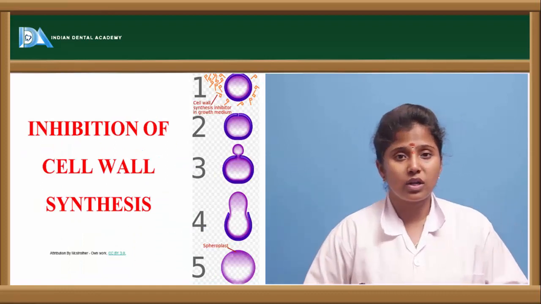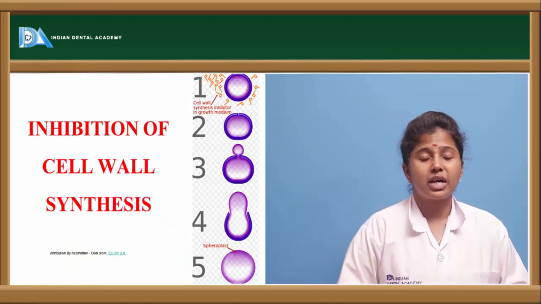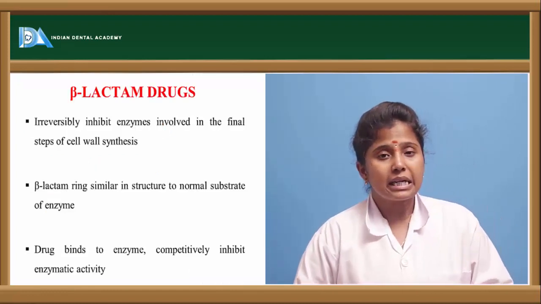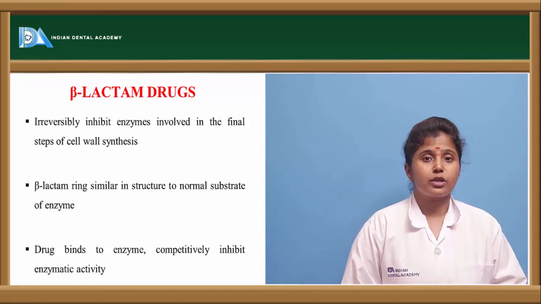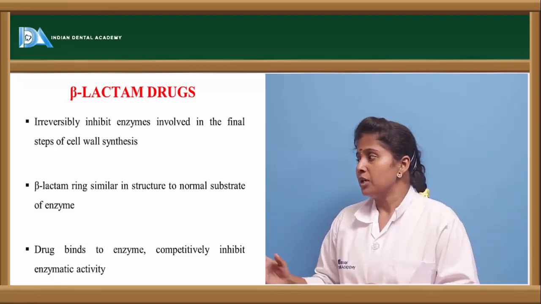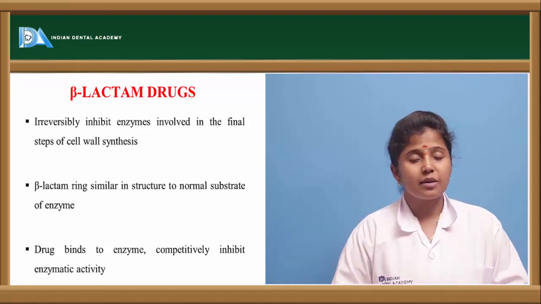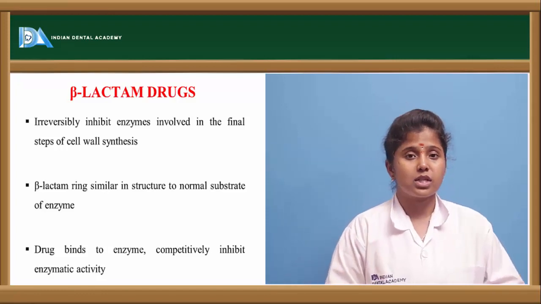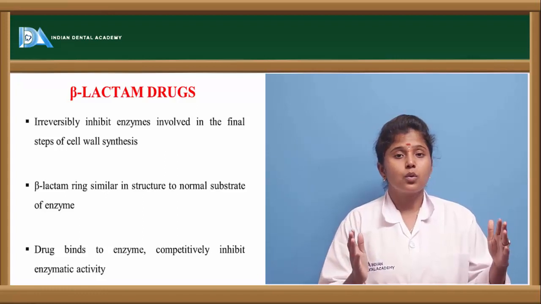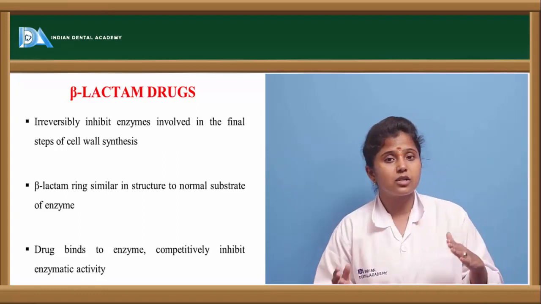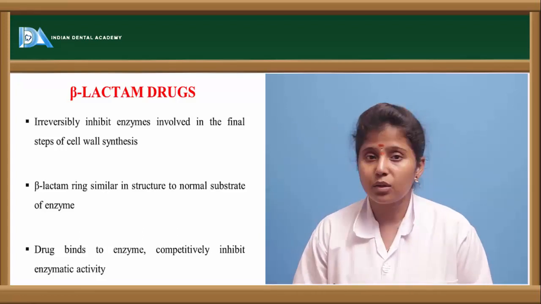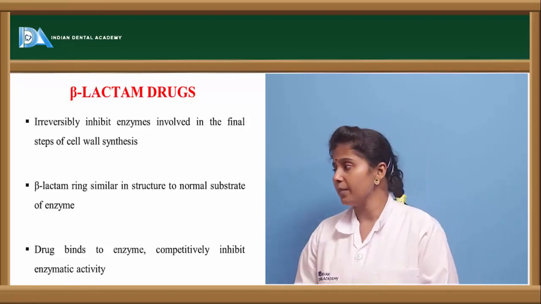Now, let us see how cell wall synthesis is inhibited and what drugs are involved in the mechanism. Beta-lactam drugs include penicillins and cephalosporins. Penicillins and cephalosporins contain a beta-lactam ring in their structure. They irreversibly inhibit the enzymes involved in the final step of cell wall synthesis. In cell wall synthesis, various steps are involved, and the enzymes involved in the final step will be inhibited by the beta-lactams. Thereby they inhibit the growth of the microorganism.